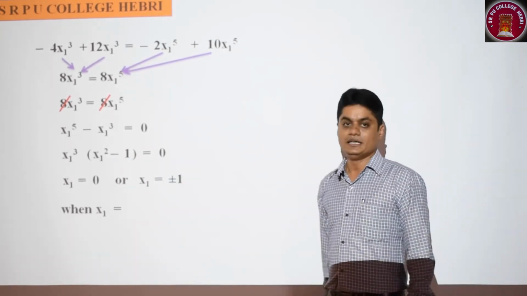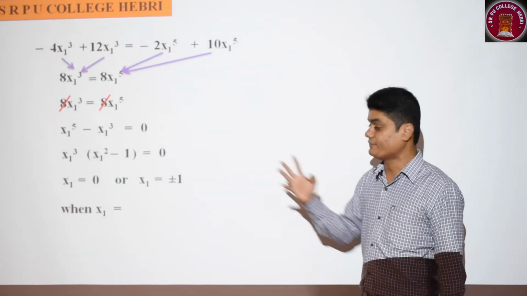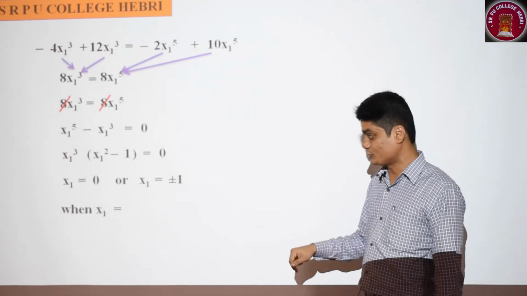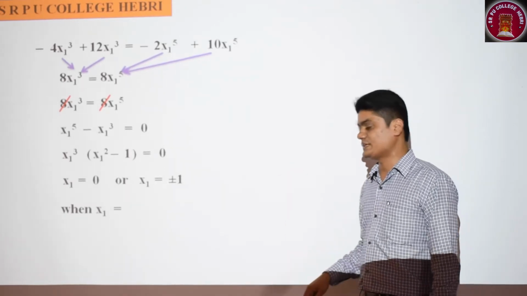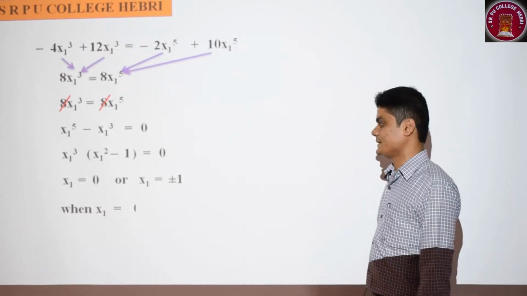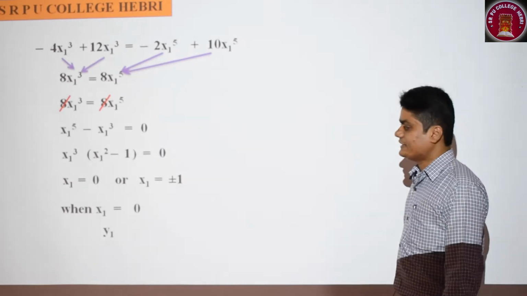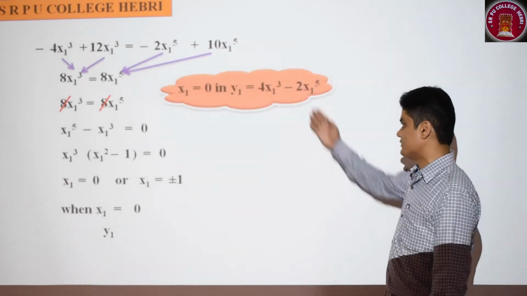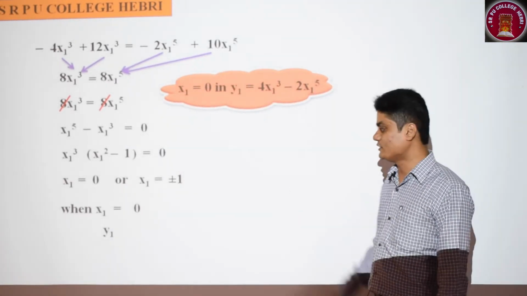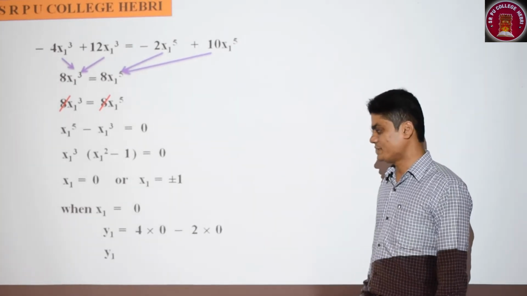Perfect, right? Now there will be three cases because there are three different values for x1. x1 equal to 0 is one value, x1 equal to plus 1 is another value, x1 equal to minus 1 is a third value. So we'll take it separately. Okay, so let us start from x1 is equal to 0. We should substitute here. So what you will get, y1 is equal to, both terms become 0, so the answer should be 0.